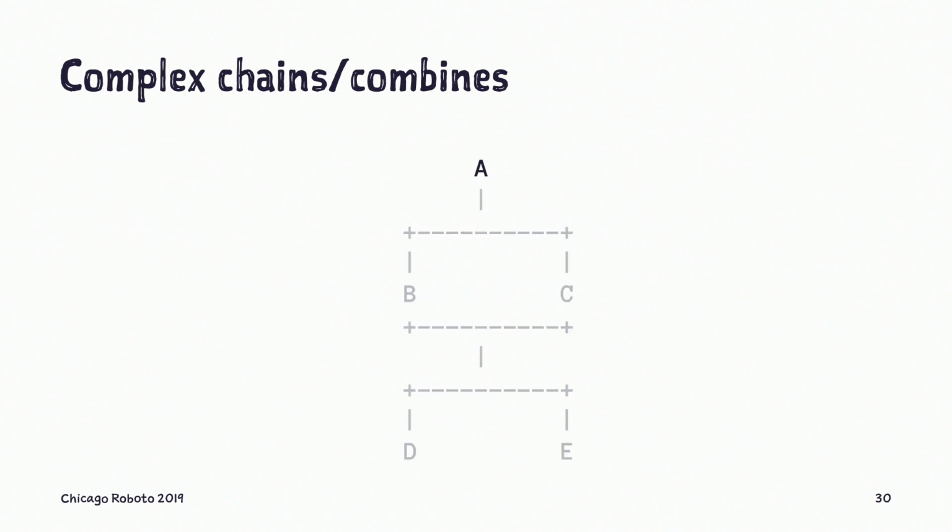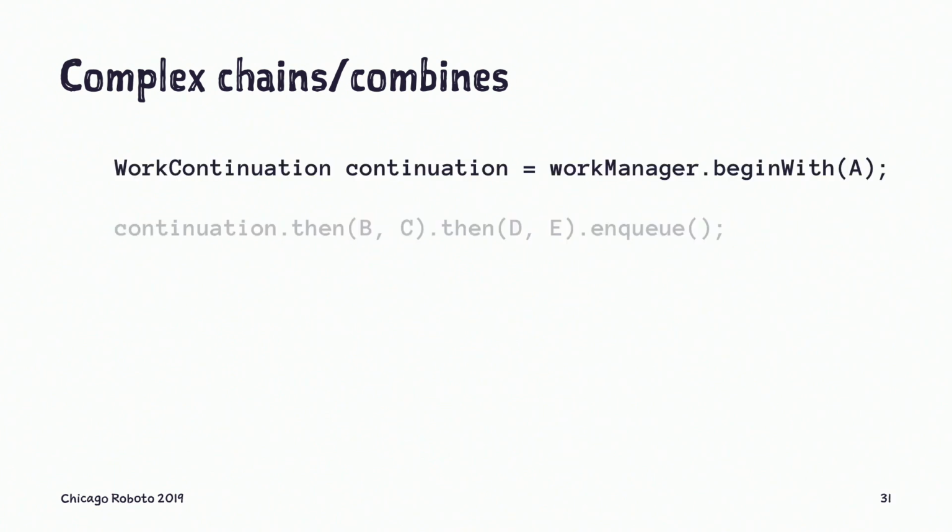So another example, right? You start with A, but this time, once A is completed, I want to run B and C simultaneously. I don't care, they are not dependent on each other. But only after both of them have completed is when I want to start D and E. Like I don't want to start D or E before both of them have completed. So this is what it would look like.